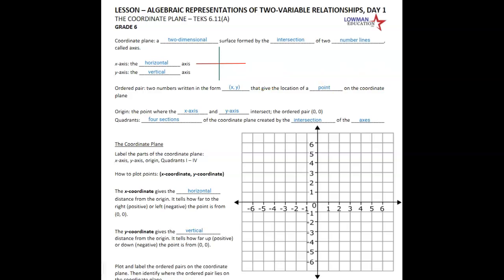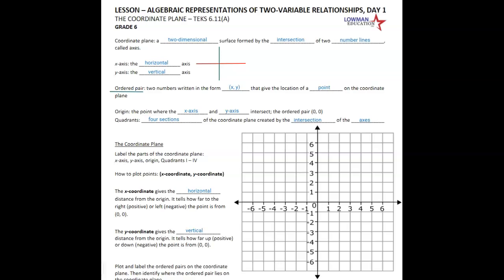Now, in order to find the address on this coordinate plane, we use what are called ordered pairs. An ordered pair is a set of two numbers written in the form of open parentheses x comma y close parentheses. And this is going to give a location or an address for a specific point on the coordinate plane.